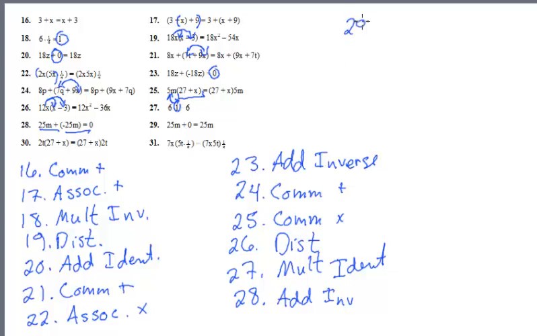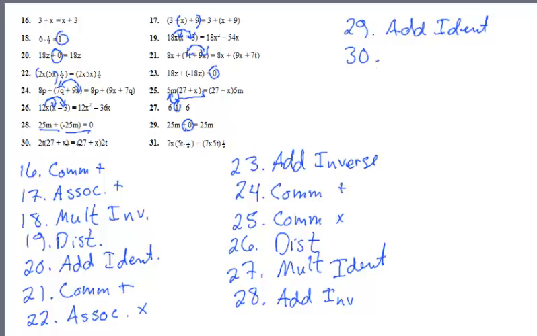So number 29. 25m plus 0. There's that invisible number or the identity. So we get the additive identity.